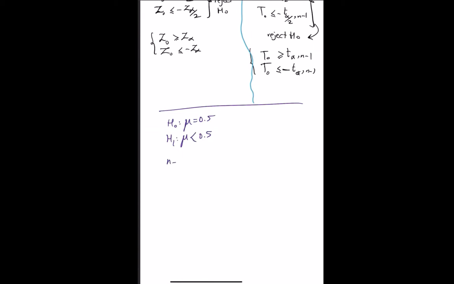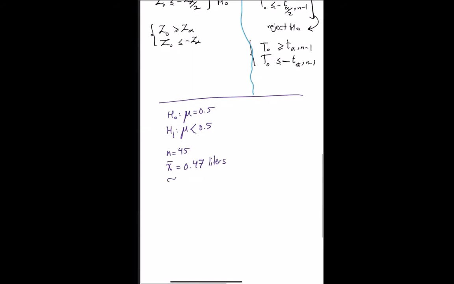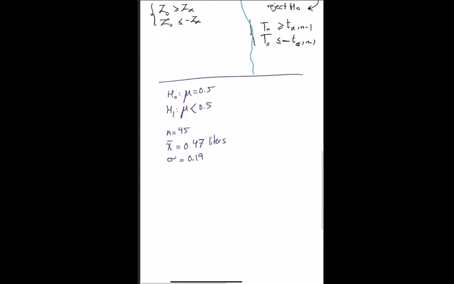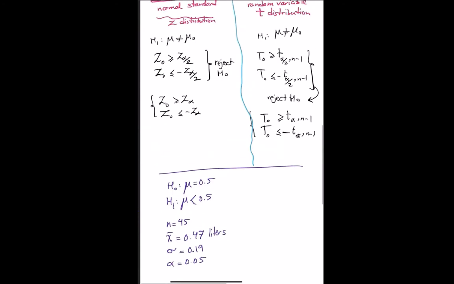And we took a sample of 45 glasses, and the average in this sample, which is X bar, was 0.47 liters. And the standard deviation is 0.19 as well. It doesn't tell you sample standard deviation is this. So if it doesn't, then that's the standard deviation of population, or that's sigma. Will you reject the null hypothesis at alpha? Alpha is 0.05.